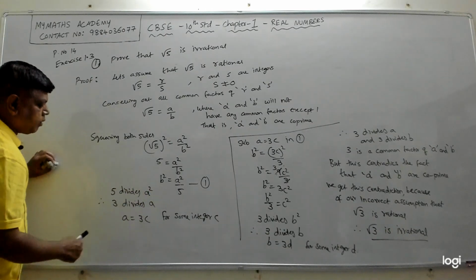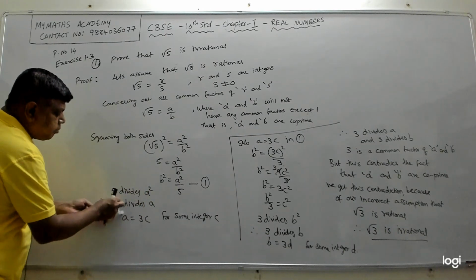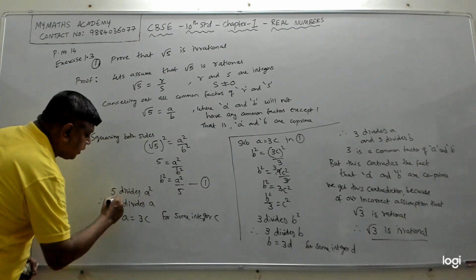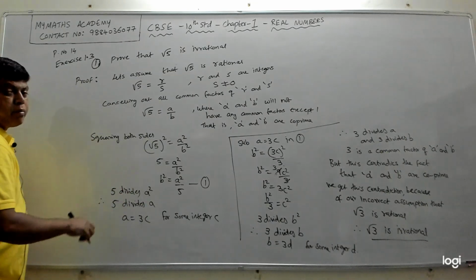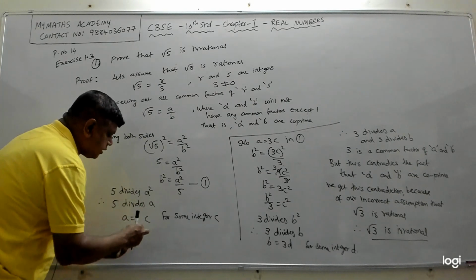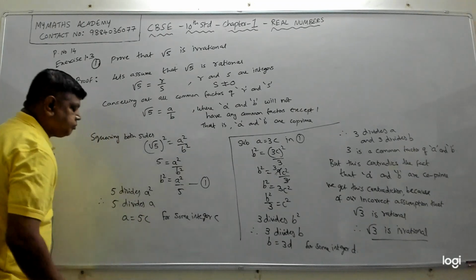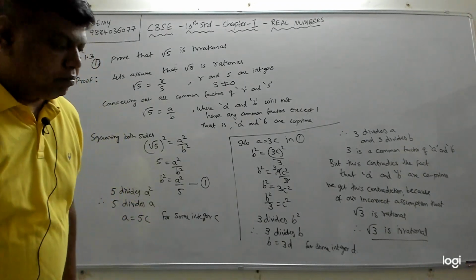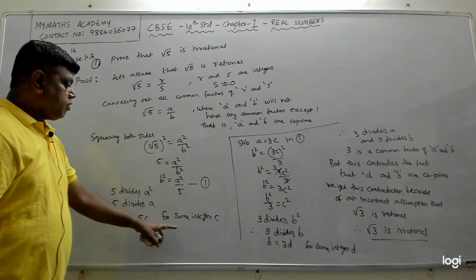5 divides a square. So therefore, using the previous theorem 1.3, when 5 divides a square, we know 5 divides a also, because 5 is a prime number. So therefore, a can be written as 5c for some integer c.